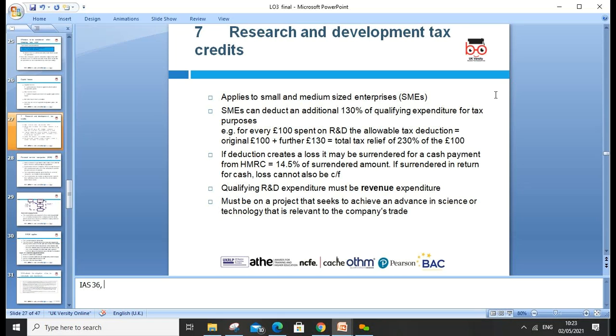Research is regarded as an expense, isn't it? Excellent. And development is something that is allowable, yes, if we can treat it as an asset. Do we know the definition of an asset? What is an asset? Which thing can we call an asset? Anyone? We all know the definition of an asset.